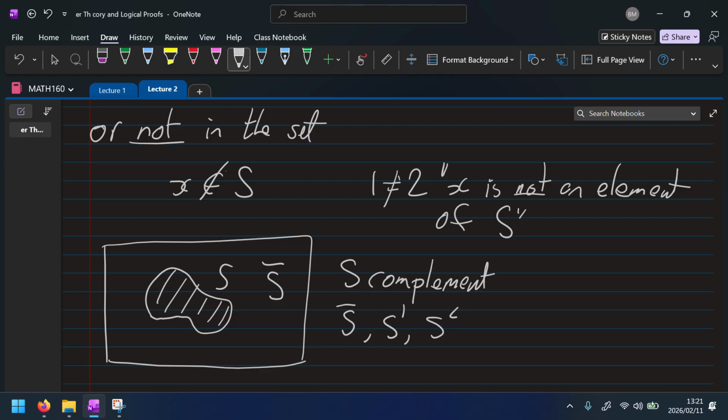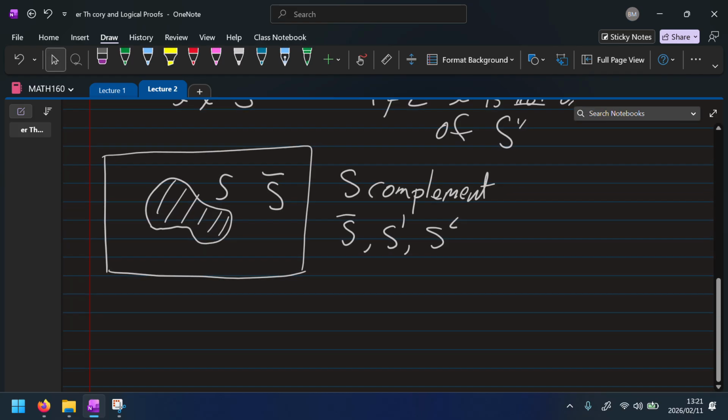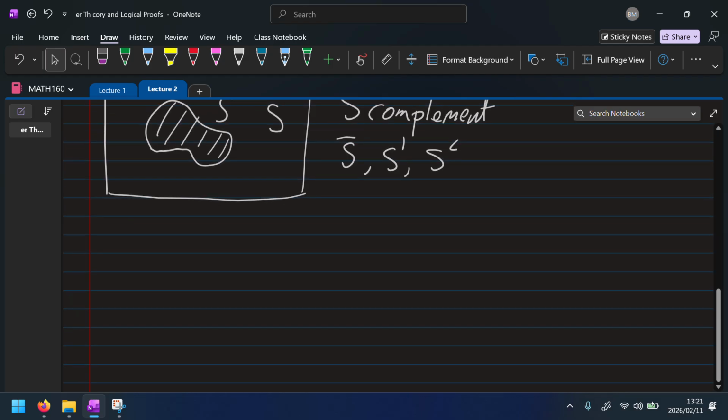Okay, so we'll use these different notations. You're free to use whichever one you want, right? S bar, S prime, S with the little c at the top. Make sure you know all three because you don't know what's coming up in the test. So if I use S prime in the test, you need to know that that means complement. Everyone okay so far? No one lost yet.